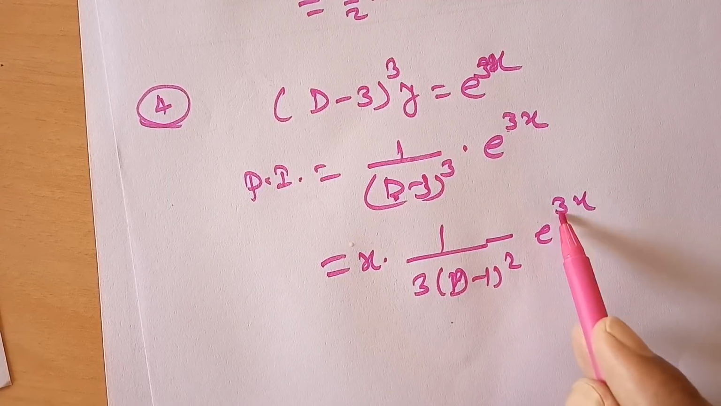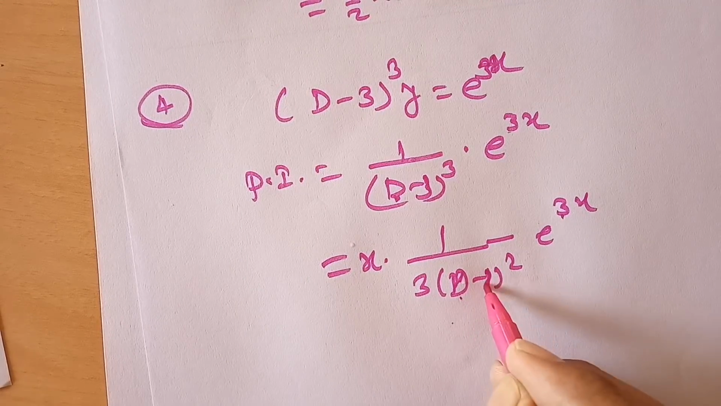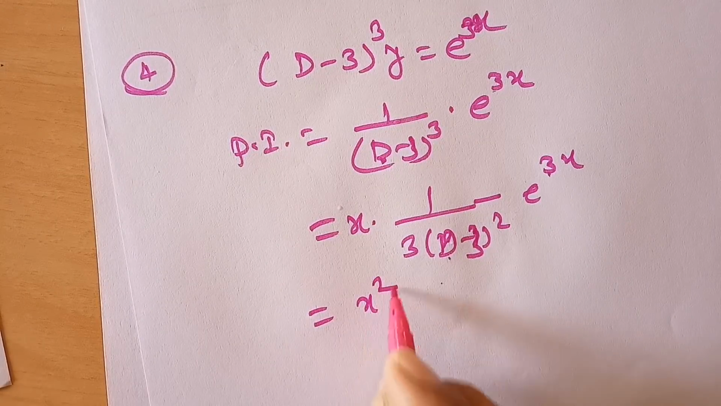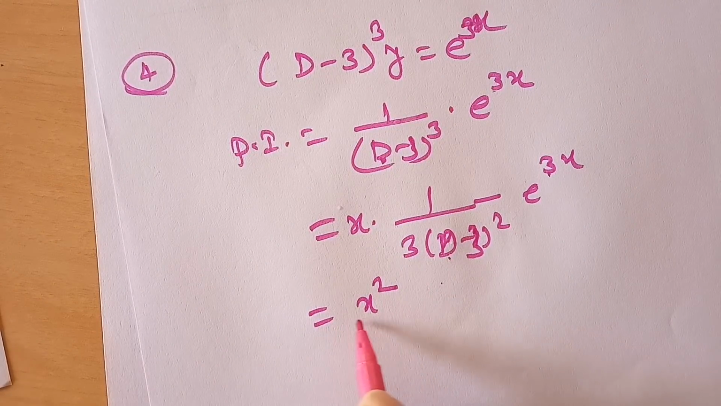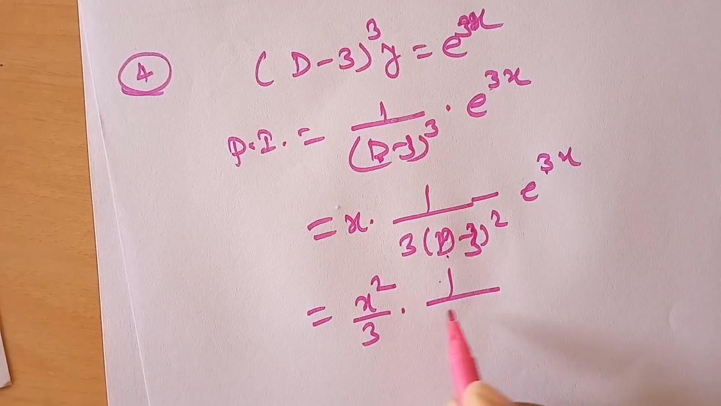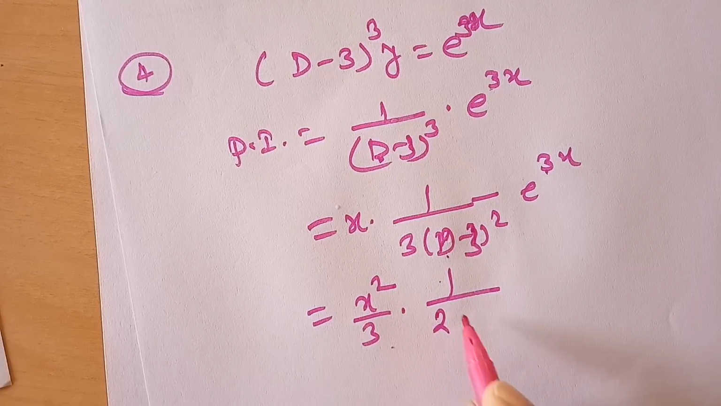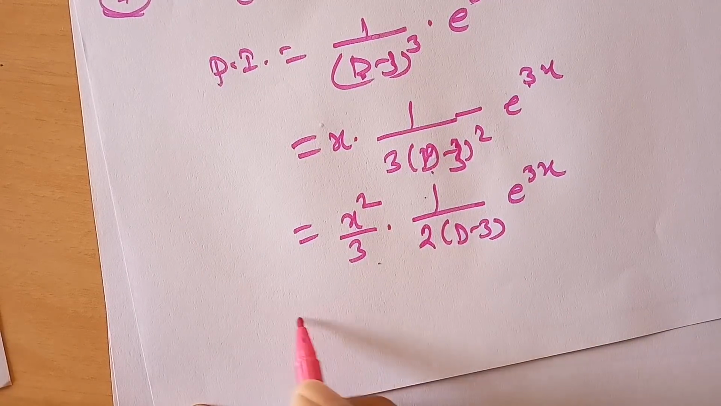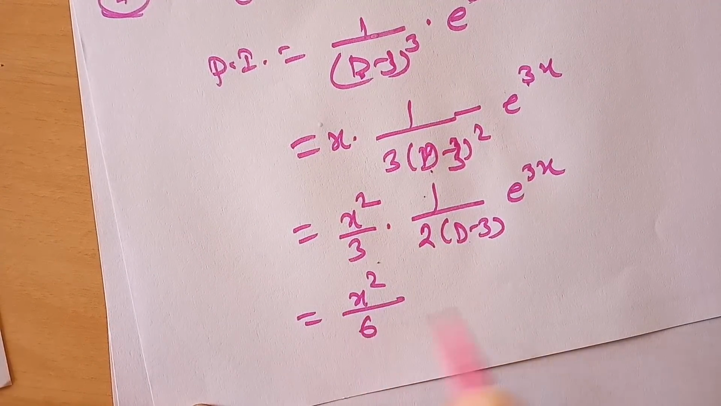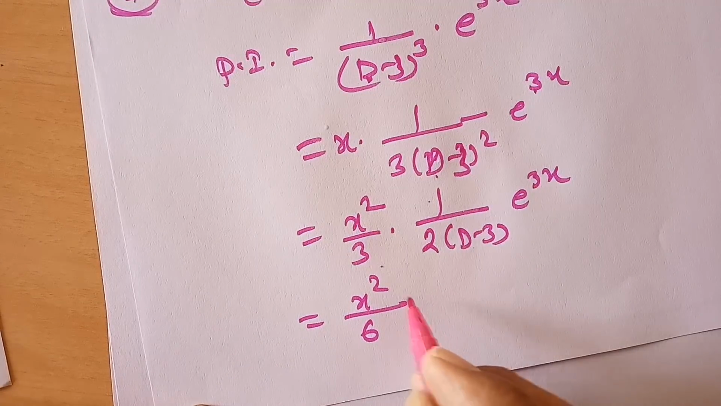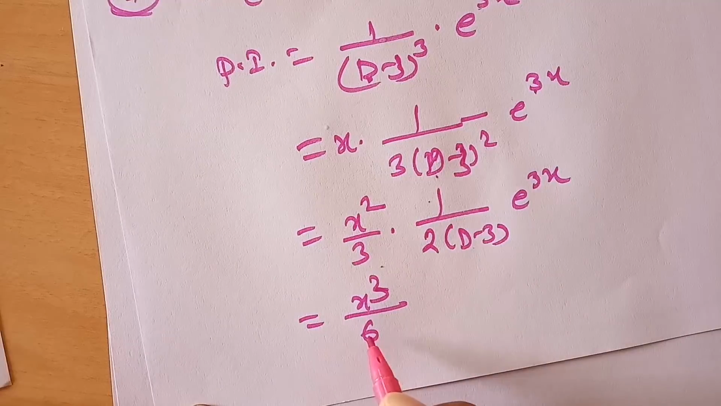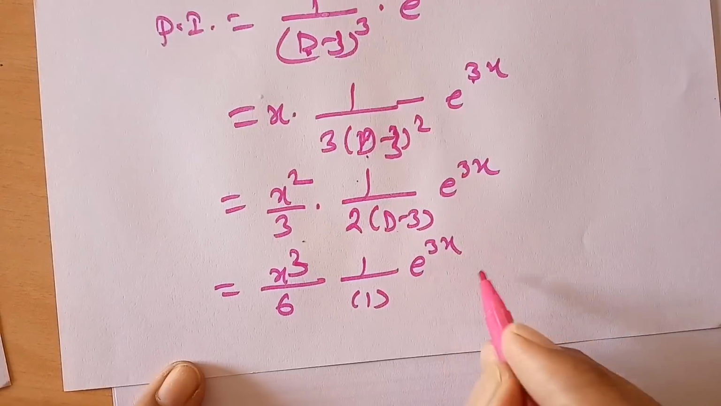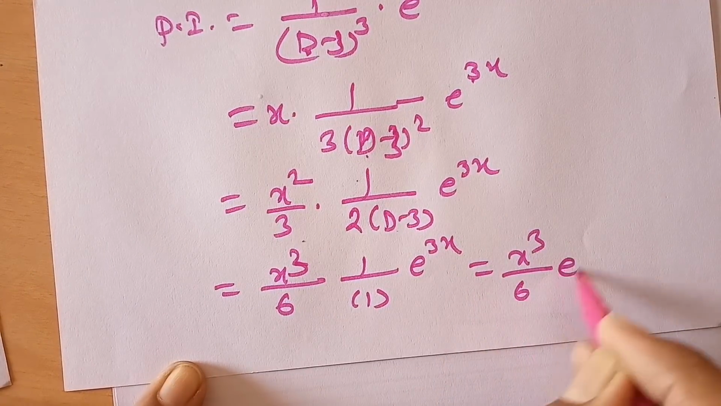Again, I will put this 3 here, and this becomes again 0. Then we have to write x squared into 1 divided by its derivative, which is 2 into (D minus 3), into e raised to 3x. Then this is equal to x squared divided by 6. Again, if we put 3 here, this becomes 0. Then again I write x cube divided by 6 into 1 upon its derivative, which is 1, into e raised to 3x. Then in total we get x cube divided by 6 into e raised to 3x.